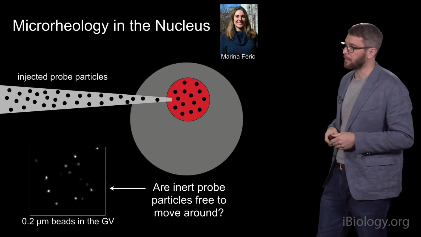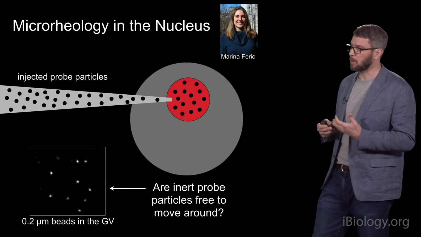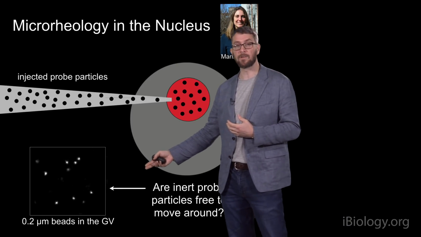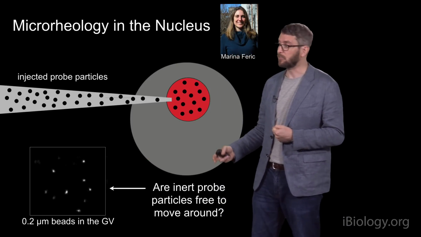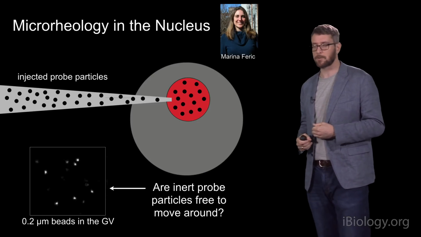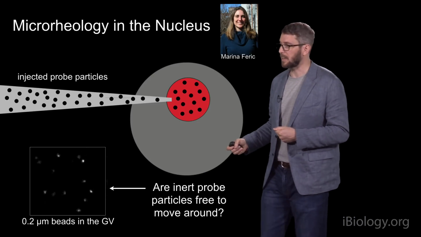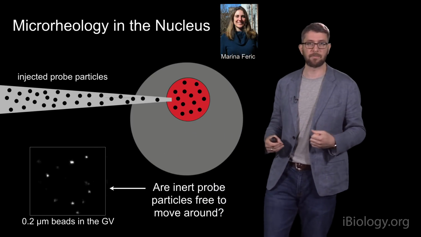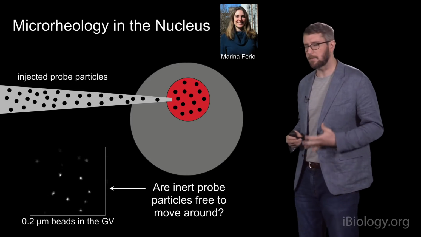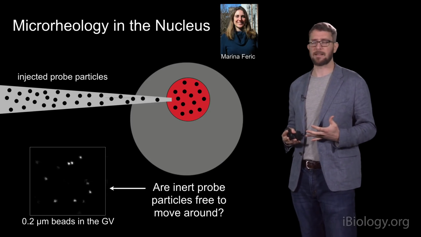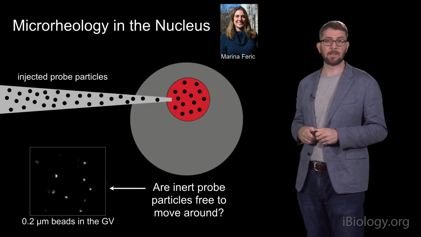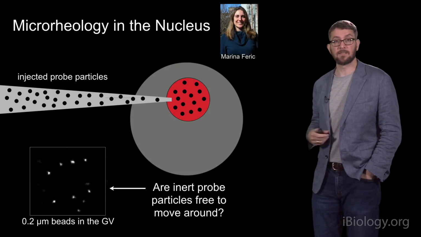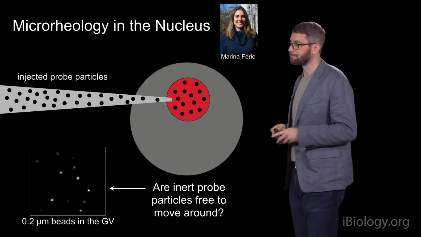And so what Marina found is, in the initial studies, she said, well, they don't actually look particularly constrained if I put in really small particles. These are 0.2 micron, 200 nanometer beads, injected into this nucleus, this GV, or germinal vesicle. What she found is that the beads actually seem to be dancing around and undergoing what really looks like Brownian motion, so they seem pretty free to move around. So that at first was surprising. We said, well, if that's happening, then why aren't these liquid condensates diffusing around as well? And we said, well, let's look at different size beads and ask what happens.